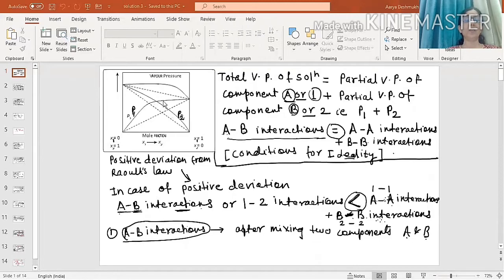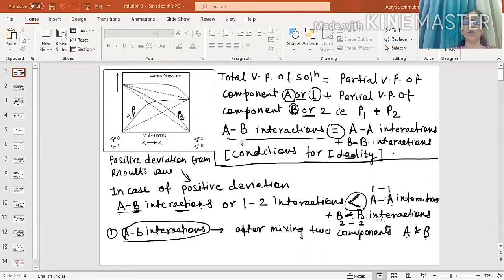You can see there is some positive deviation for each and every line shown here. This is P1, this is P2, and this is the total vapor pressure of the solution. Now if the solution follows Raoult's law, the total vapor pressure of the solution would be equal to the partial vapor pressure of component A or 1 plus the partial vapor pressure of component B or 2, that is P1 plus P2, which equals P total. We have discussed Raoult's law a lot in earlier videos also.